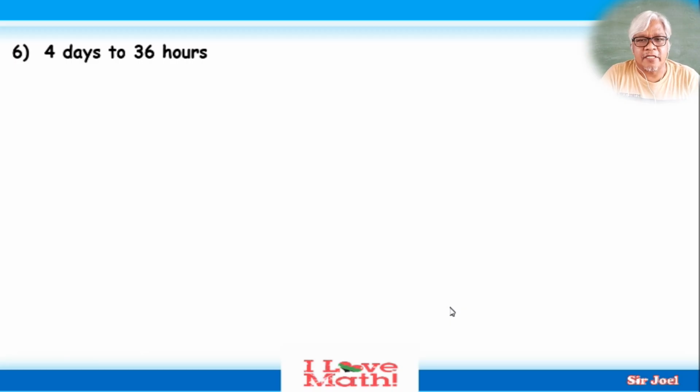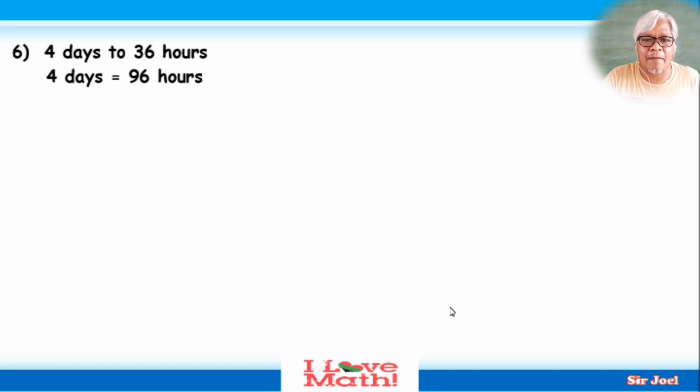Example number 6, 4 days to 36 hours. Again, magkaiba ng units, days and hours. In this example, convert 4 days into hours. And it is clearly stated here that 4 days is equivalent to 96 hours. Bakit 96 hours? In a day, meron tayong 24 hours. Ibig sabihin, 24 times 4 equals 96.